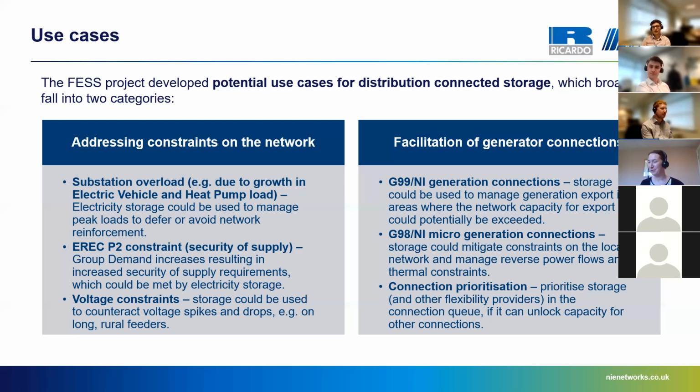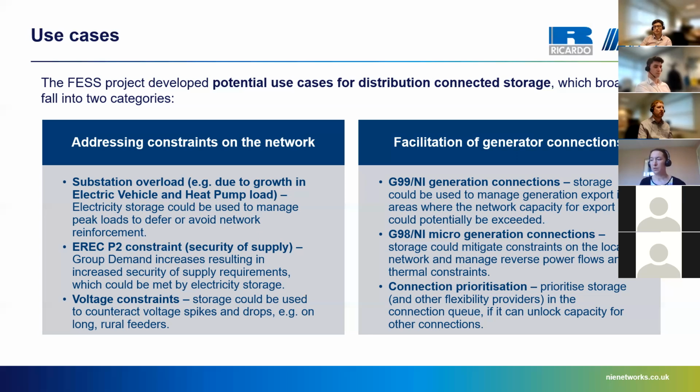Yes, so we've got our distribution substation overloads due to typically low carbon technologies. The potential for storage to support group demand increases at your primary substation level, and also the potential to address voltage constraints. And then on the right-hand side, we had a set of use cases more focused on facilitating generation connections. So either looking at your large generation connections, your G99 connections, where storage could be used to manage generation export, where there's no capacity in the network at certain times for further export.